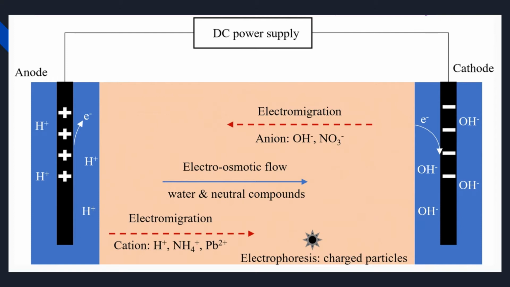Electromigration is the movement of the differently charged ions within this fluid towards the corresponding electrode opposite of its charge. Electrophoresis is the less dominant movement of charged soil particles or colloids through the electric field. We will go into these mechanisms in further detail in subsequent slides.